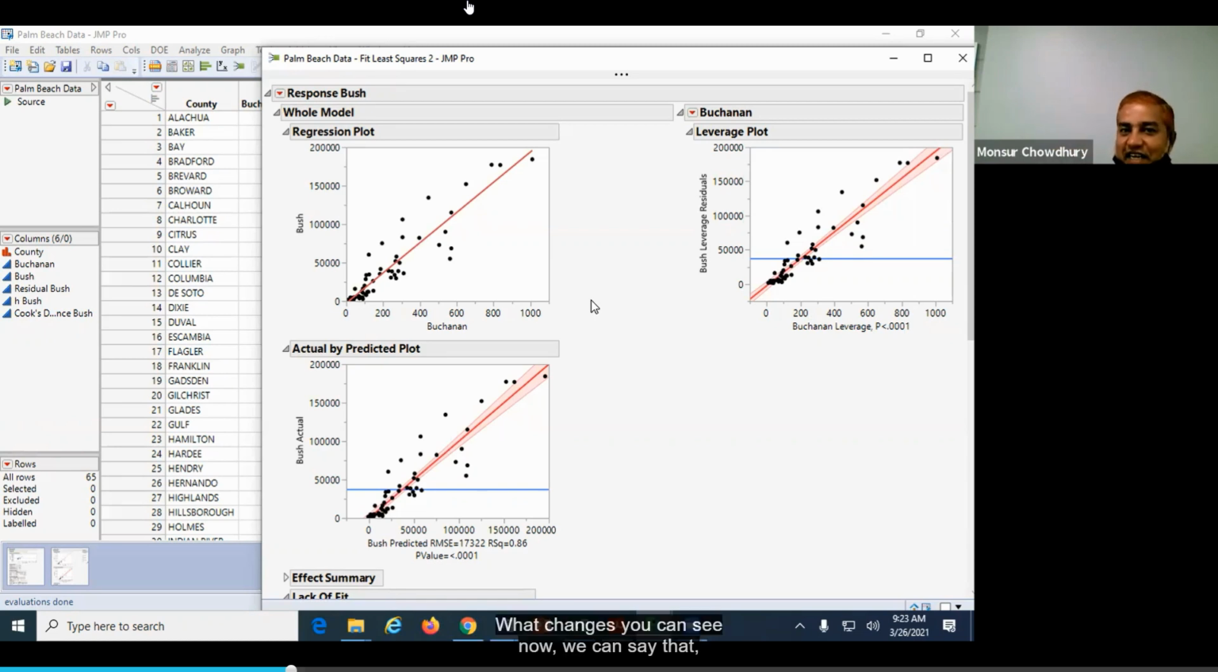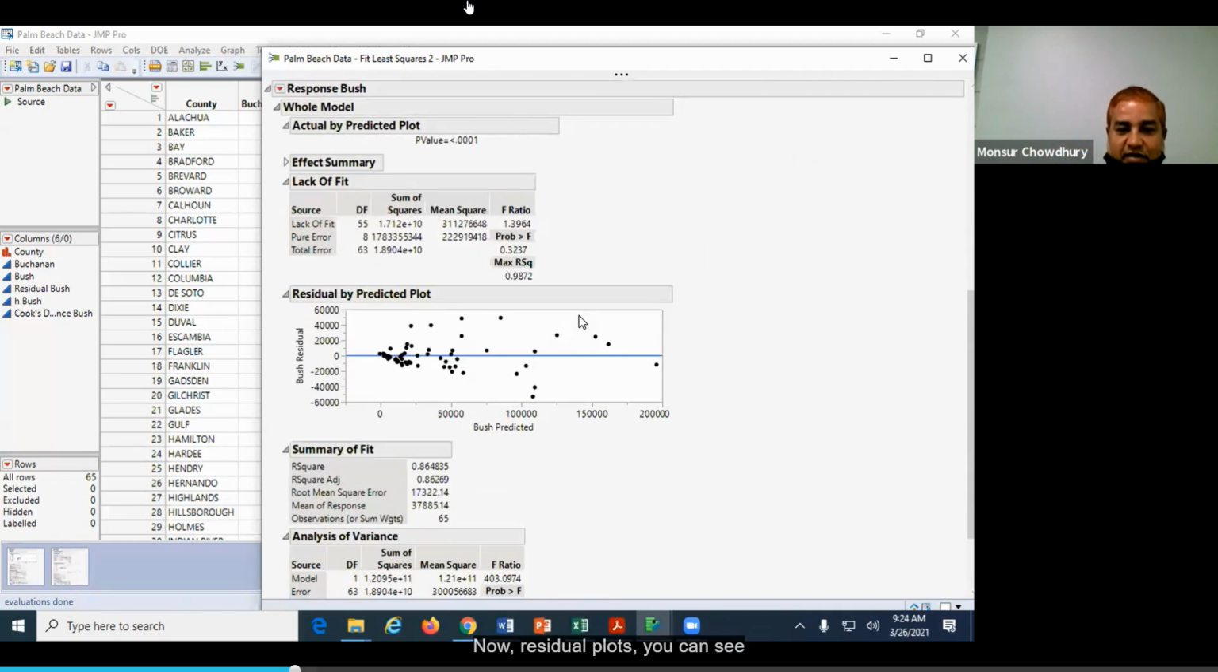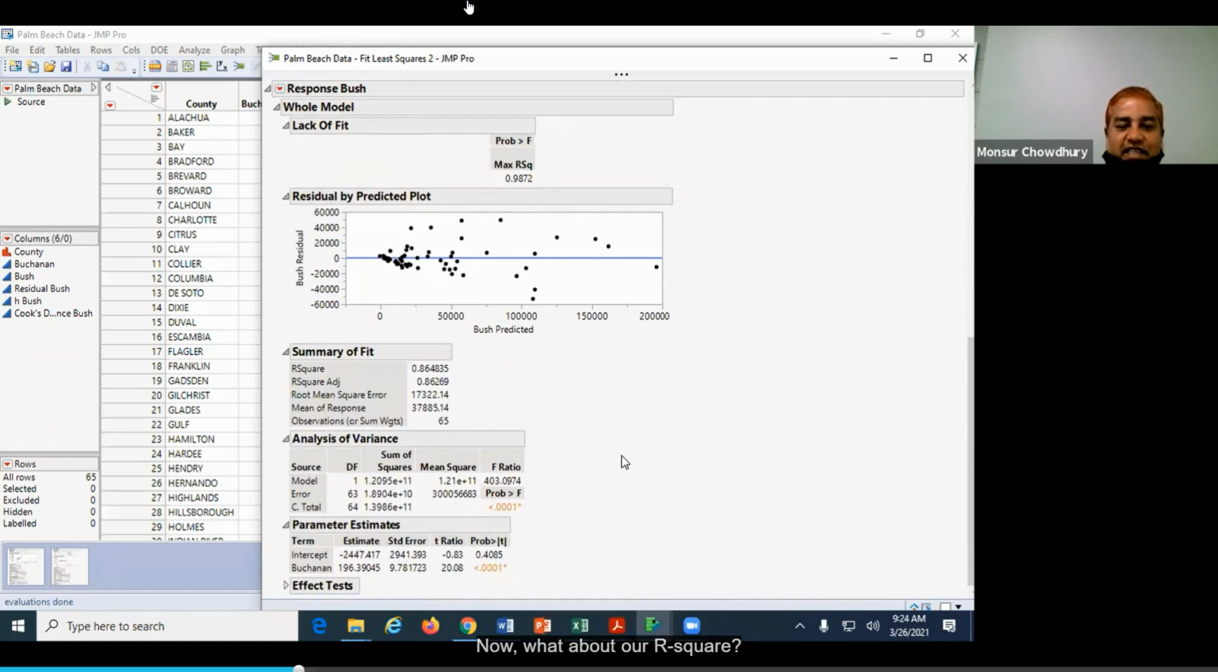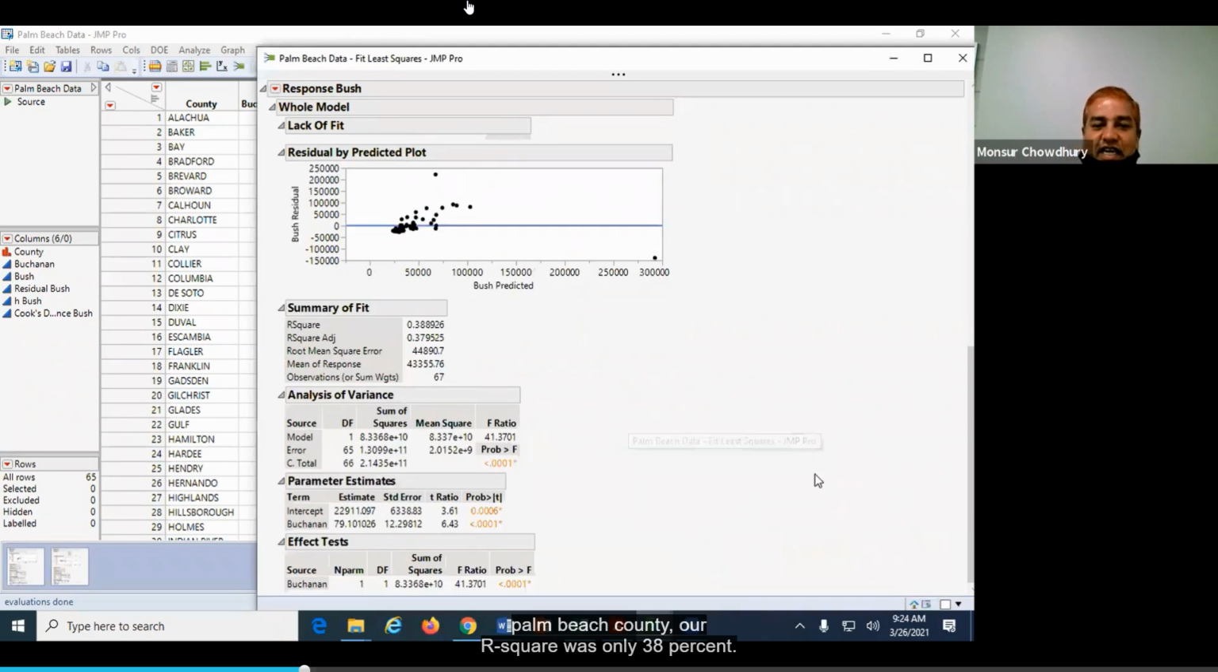What changes can you see now? We can say that the linear model might look good for us here. Fitting the linear model is not bad. The residual plots are randomly scattered around the zero line. Now what about our R square? You can see a dramatic change in the R square. What is R square now? 86%. Before this, when we included Palm Beach County, our R square was only 38%.